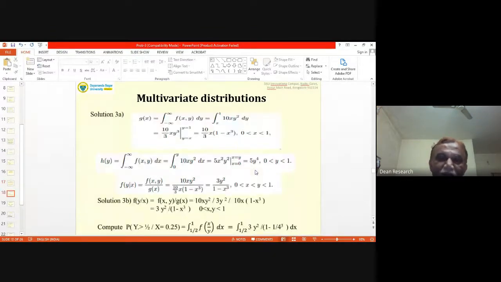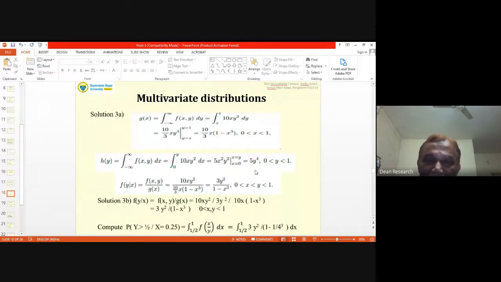Anyway, the solution is over here. Just look at this. It is not that difficult to understand. I have done the pure play integration, not much actually. To get g of x, you'll have to get rid of y by integrating. That's what we said. That's what is being done. Just look at that. You are integrating f of x comma y with respect to y.